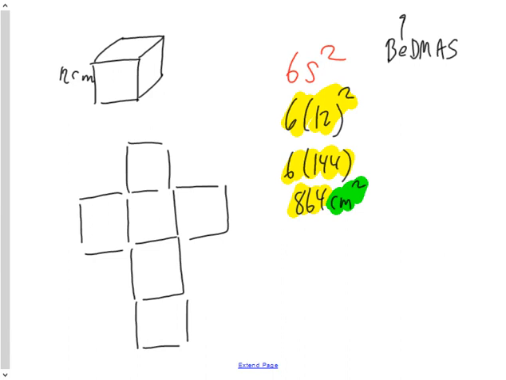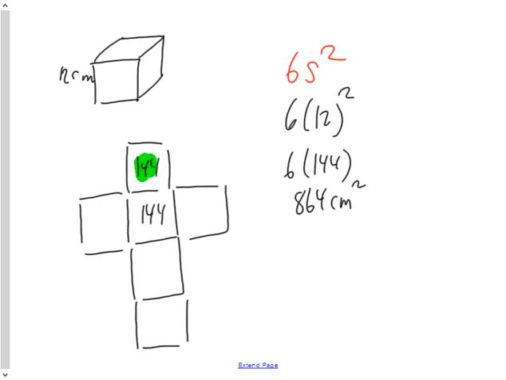Now going back to the net part, each of those faces has a length and width of 12 by 12. So simply on your net, you tell me that each of these faces is 144. And that is sufficient for me to understand that you, A, can draw a net, and B, know what the area of each of those faces is. Okay? So for cubes, it's pretty easy.